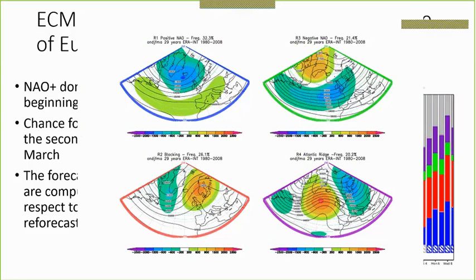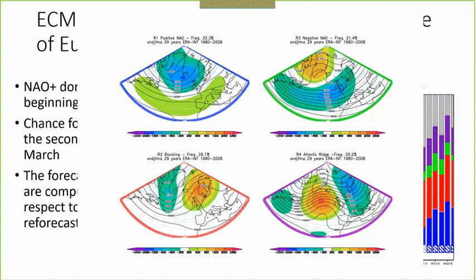But also, I decided to add this one to explain more about the regimes. We have the 4 regimes here that are also in the previous graph that I showed you. The first one in the upper left corner is the NAO positive regime, and the NAO negative regime is in the upper right corner, and then we have the blocking on the lower left side, and then the Atlantic ridge in the lower right corner.